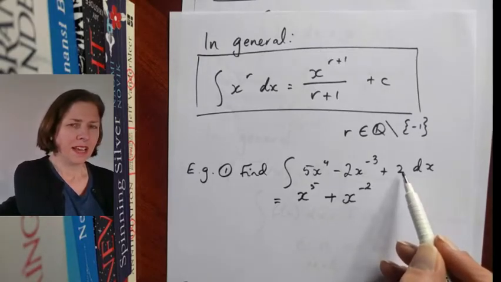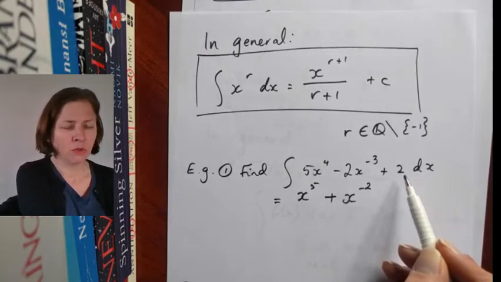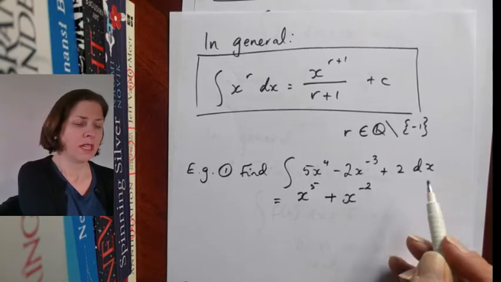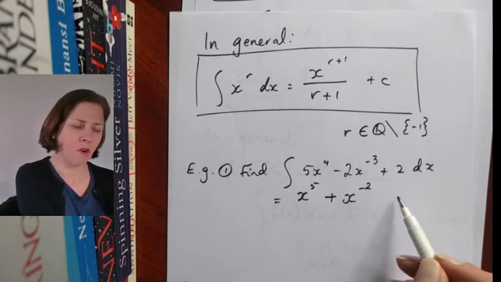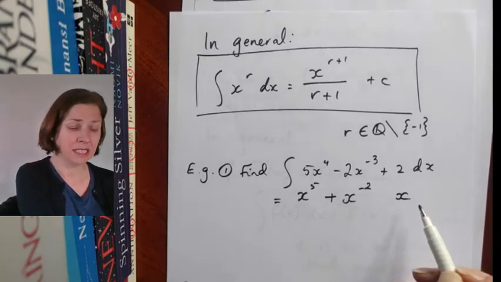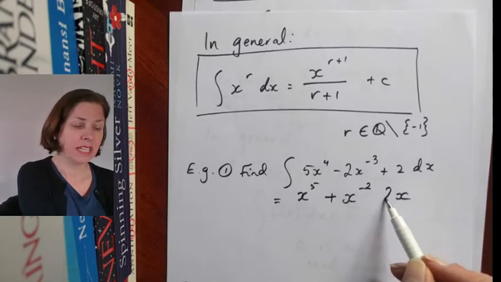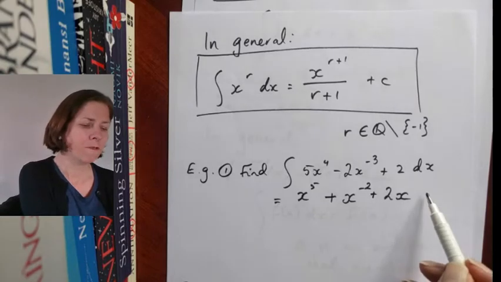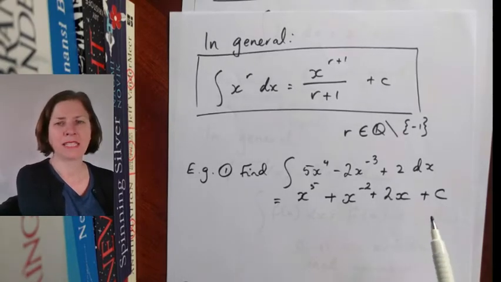Now, just remember that 2 is the same as 2 times x to the power of 0. So if I've got x to the power of 0 and I add 1 to the power, that's going to give me just x. And I still need to keep my 2, and it's added. I'm dividing by 1 in this case. And finally, I need to add my plus c.